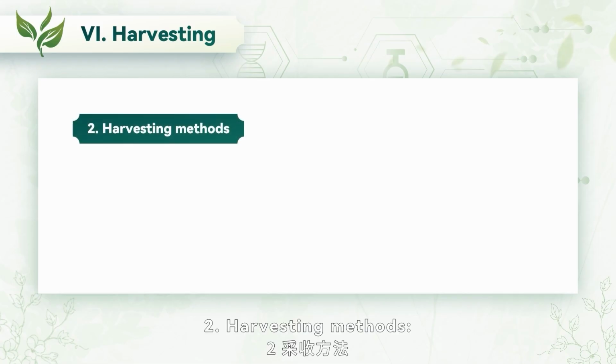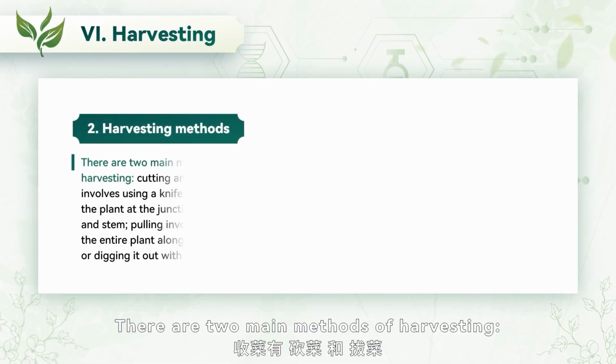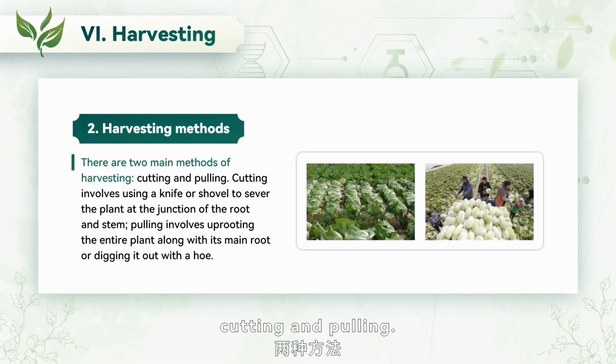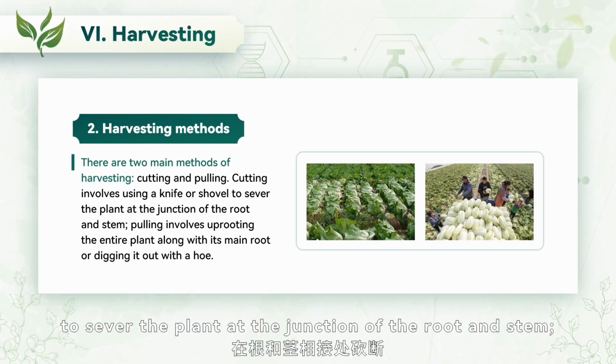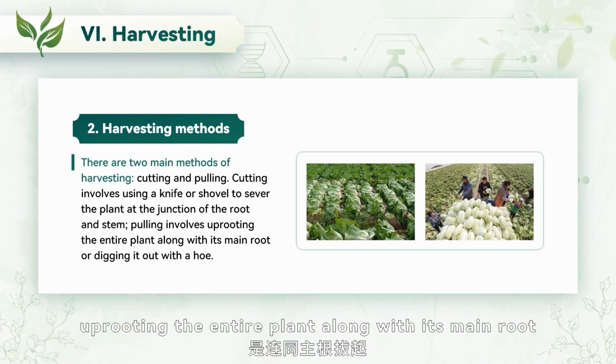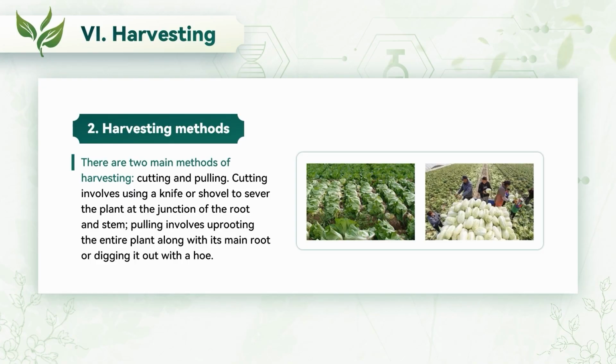2. Harvesting methods. There are 2 main methods of harvesting: cutting and pulling. Cutting involves using a knife or shovel to sever the plant at the junction of the root and stem. Pulling involves uprooting the entire plant along with its main root or digging it out with a hoe.